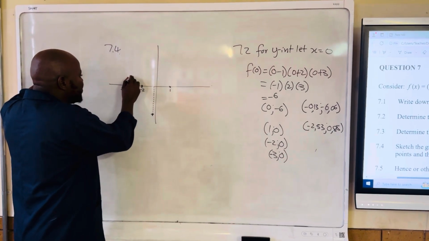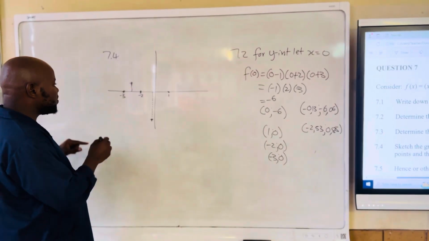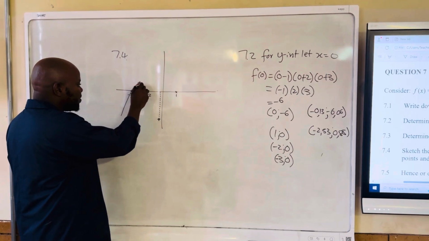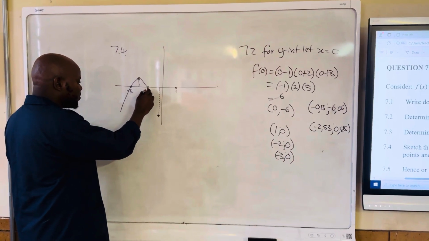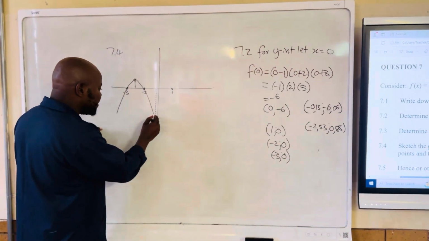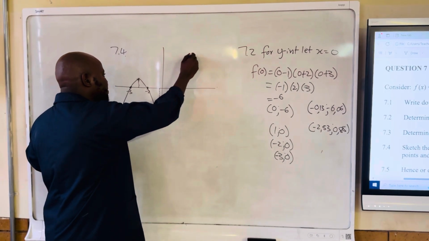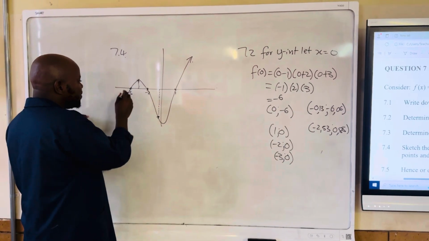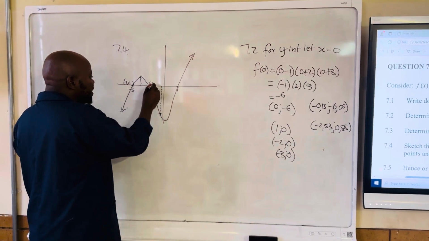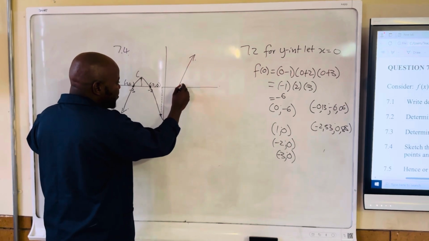This will be our turning point. Let's check our gradient. Our gradient is positive, which means our graph will be moving in this kind of nature now. What's our y-intercept? 0 and minus 6. Here it will be negative 3 and 0. Here it will be negative 2 and 0. Here it will be 1 and 0.